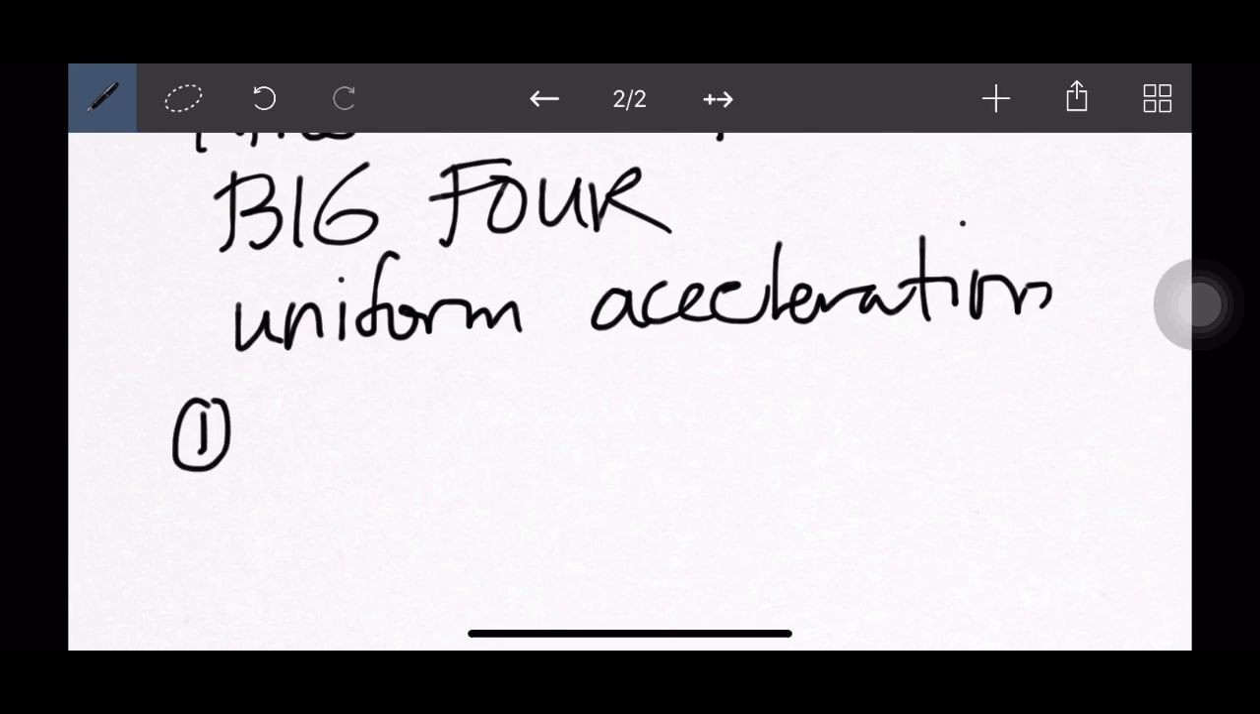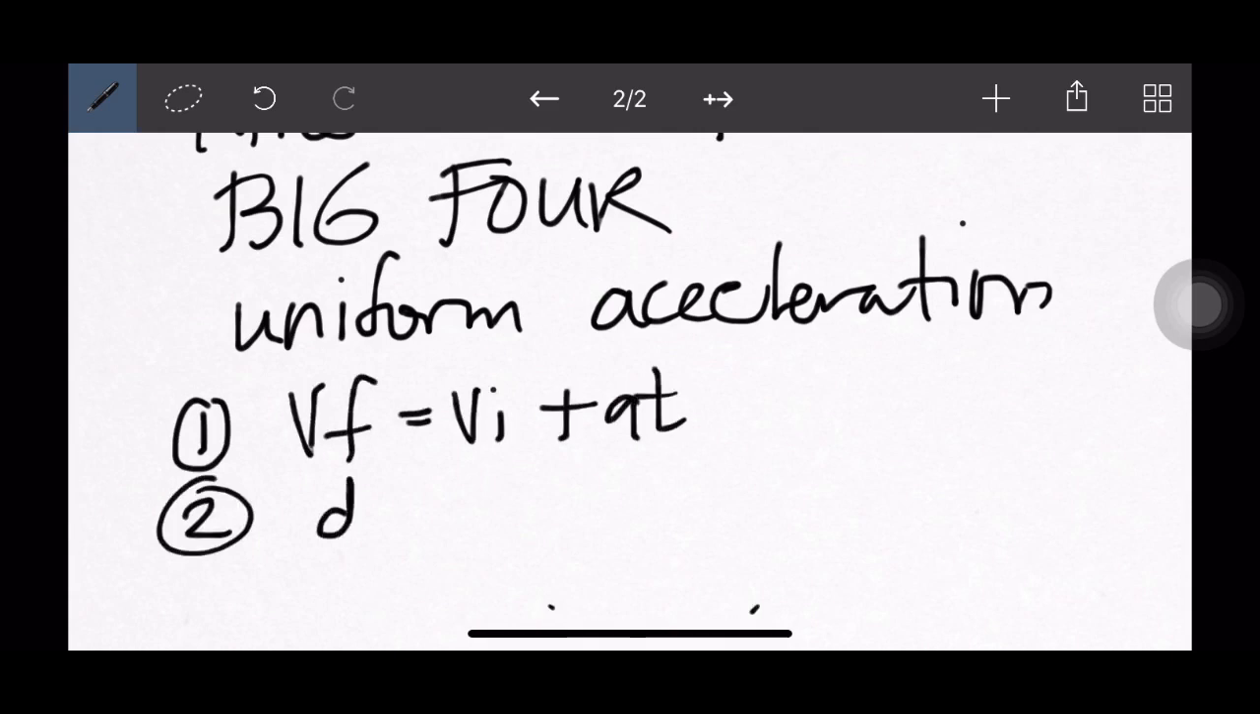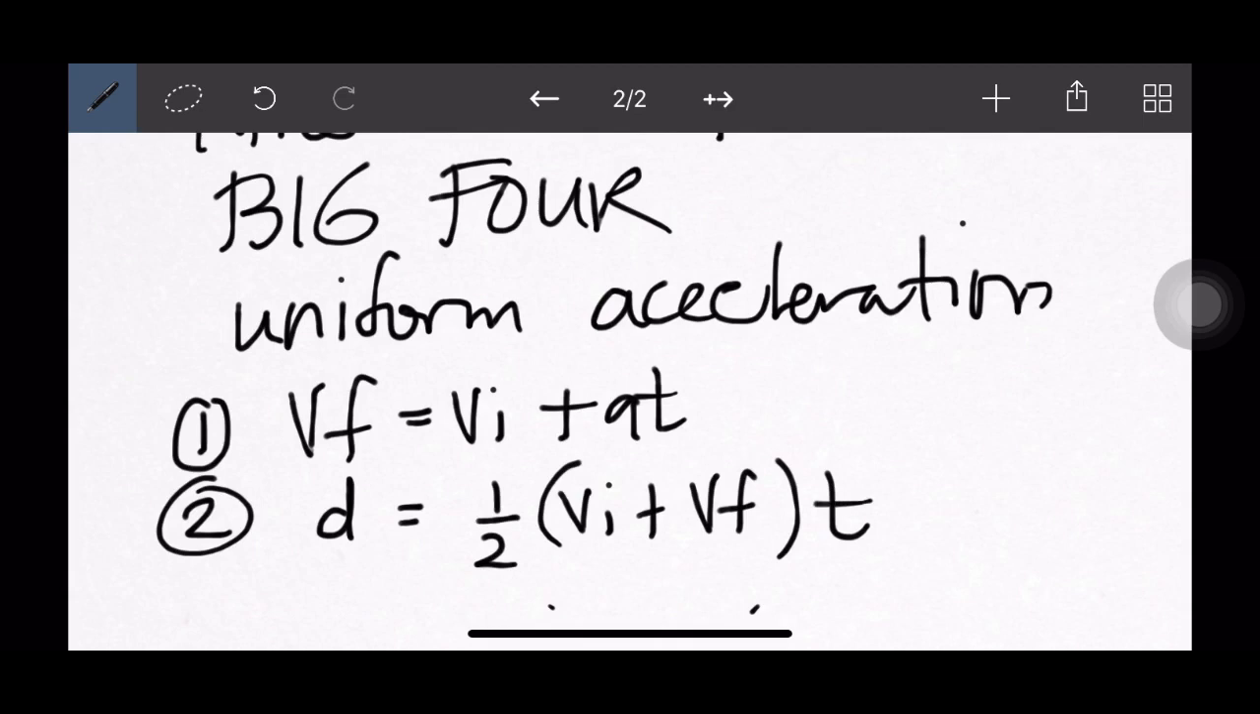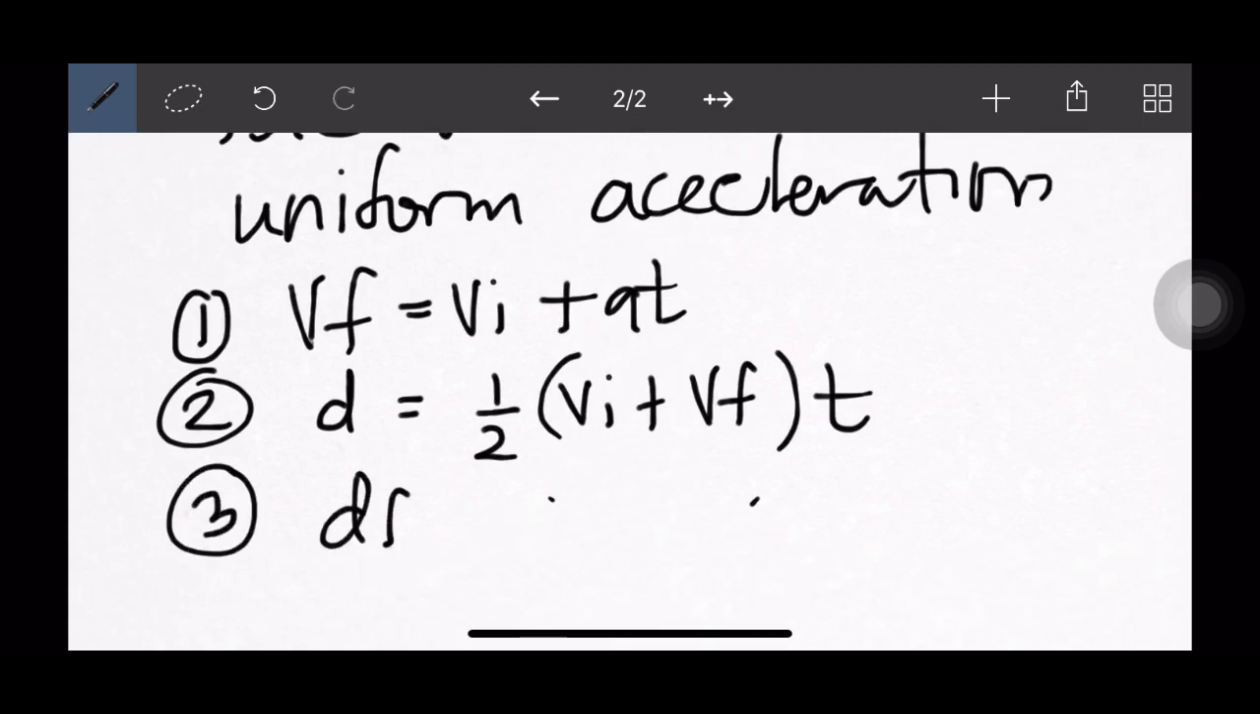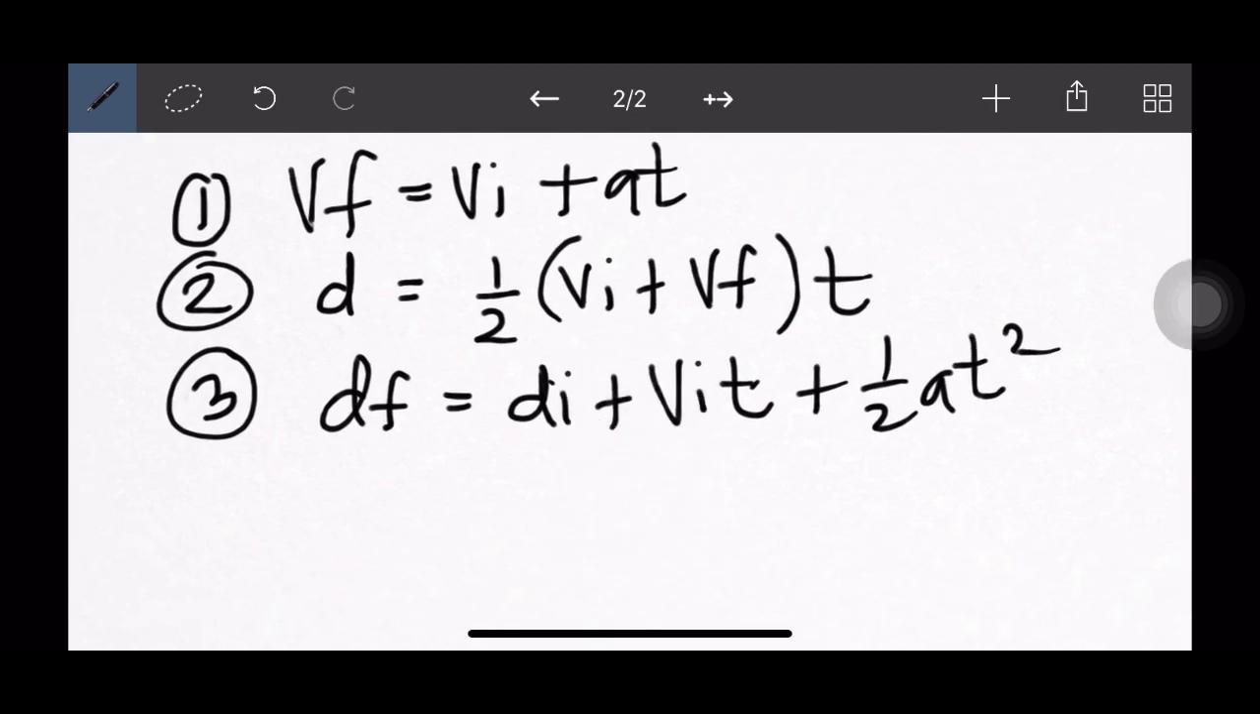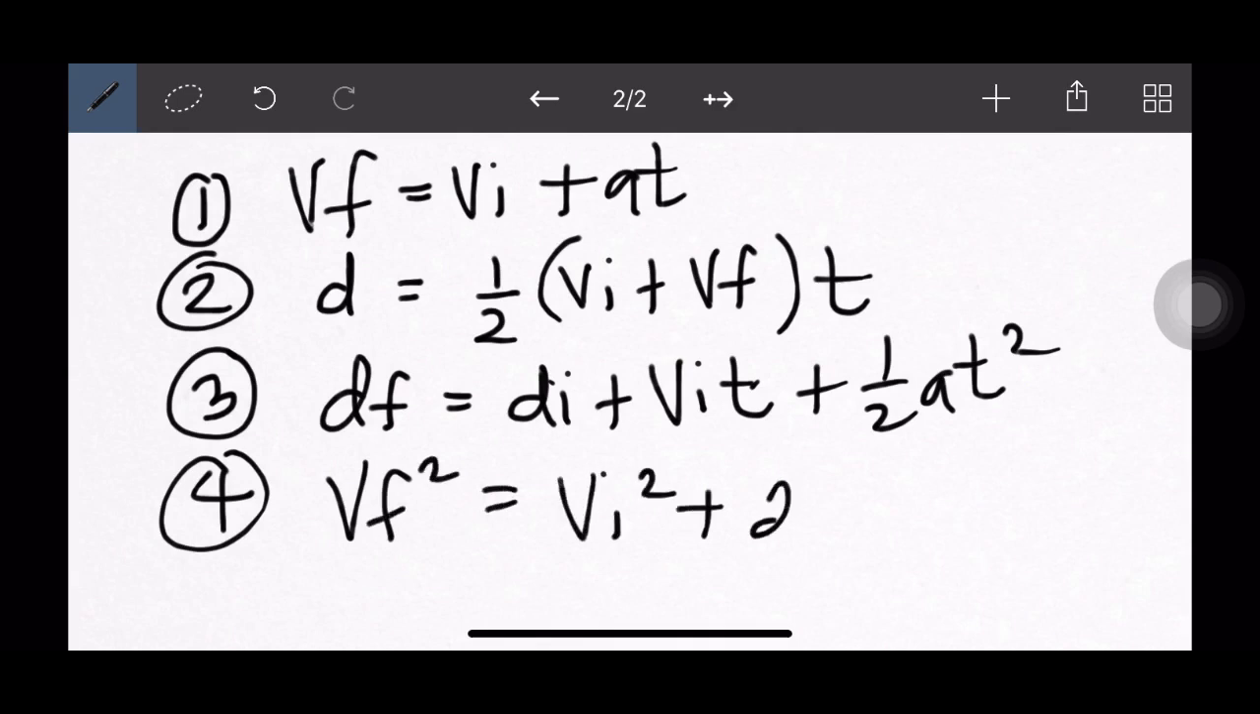So we have here number 1, Vf is equal to Vi plus at. Number 2, we have d is equal to 1/2 times Vi plus Vf, multiplied by time. Okay, the third big four, df is equal to di plus Vi t plus 1/2 at squared. And the fourth one is Vf squared is equal to Vi squared plus 2ad.